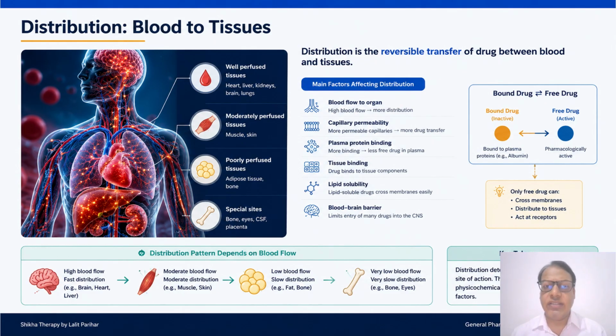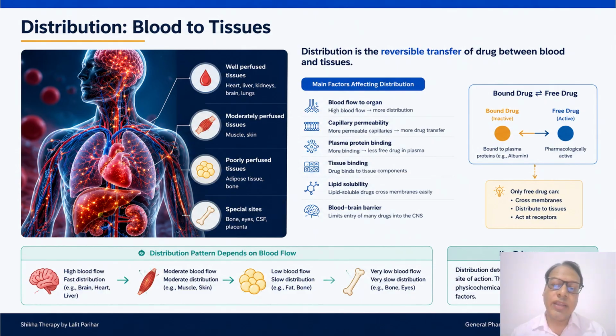Several factors affect drug distribution. These include blood flow to the organ, capillary permeability, plasma protein binding, tissue binding, and lipid solubility. An important concept here is protein binding. In the blood, some drug molecules remain bound to plasma proteins, such as albumin, while some remain in the free form. Generally, the free drug can cross biological membranes, distribute into the tissue, and interact with the receptors.